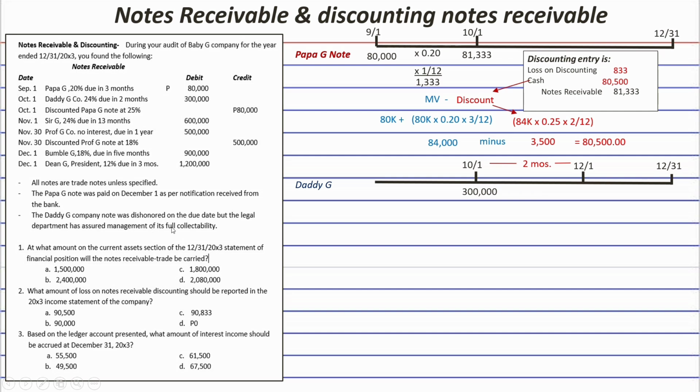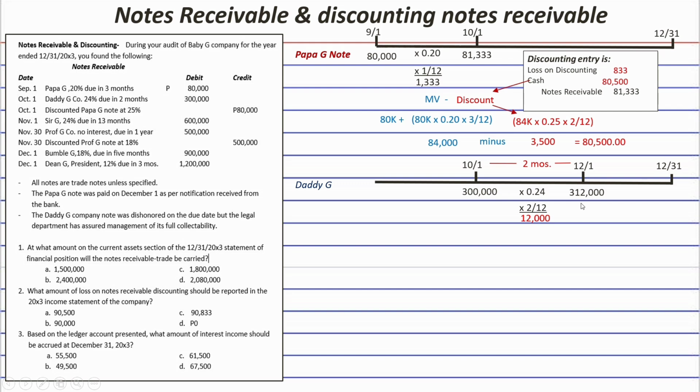So what will happen? First, we need to get the maturity value first by getting the interest for 2 months. Okay? Because on October 1 to November 30, that's 2 months or December 1. So 300,000 times 0.24 or 24%. And again, that's based on this here times 2 months over 12 months equals 12,000. So supposedly, Baby G should have received on December 1 a total of 312,000. So this 300,000 plus this 12,000. But then again, Daddy G dishonored such promise.